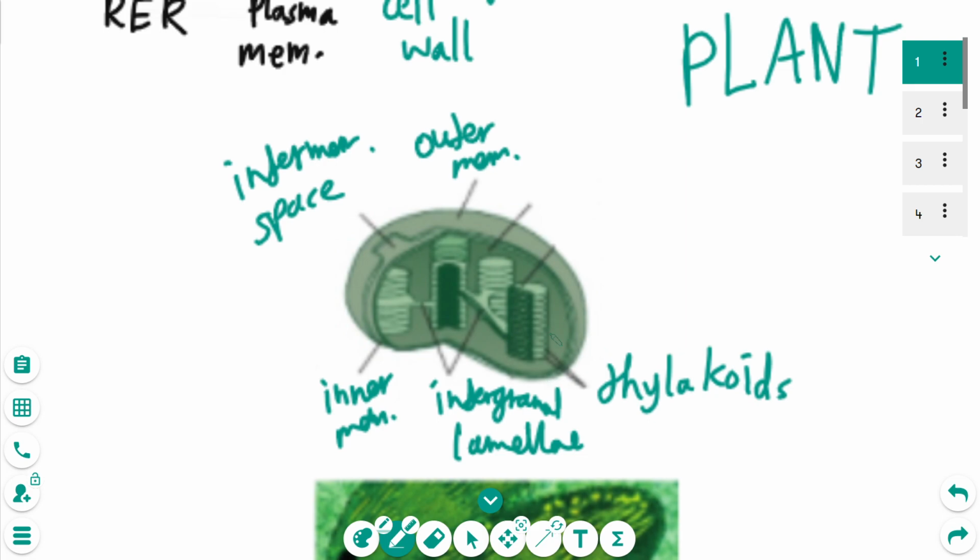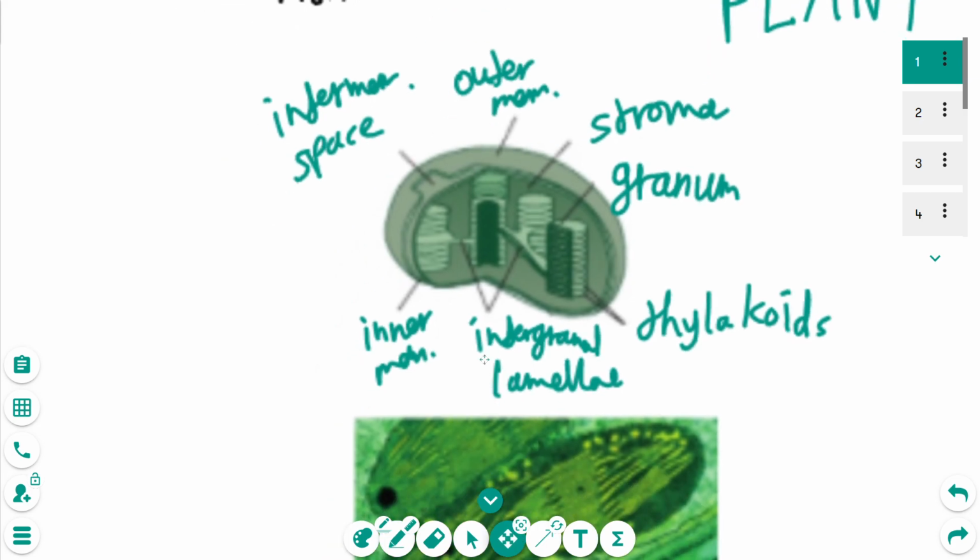And lots of thylakoids make up one granum. So this is one granum. And then the fluid space that's surrounding these grana and intergranal lamellae and thylakoids is called the stroma. And that's really all you need to know about the mitochondria and chloroplast for year 1.